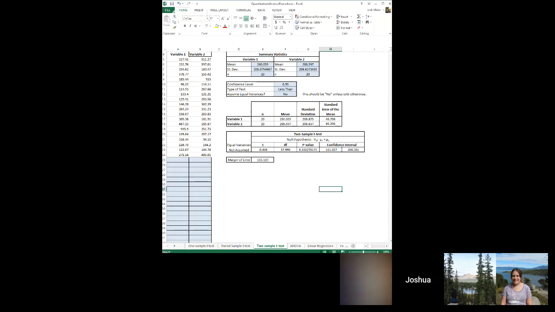How would I find that? It's the t-score. Yeah. The negative 0.434? Mm-hmm. And then the p-value is 0.33. What is the p-value? 0.333.